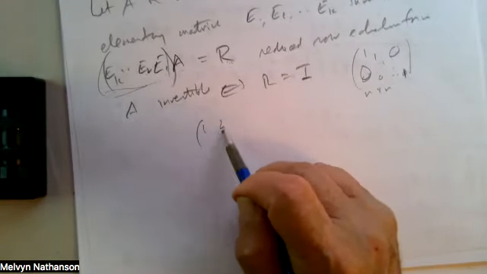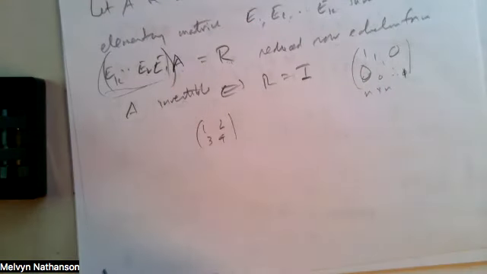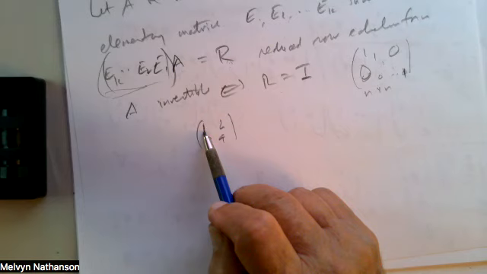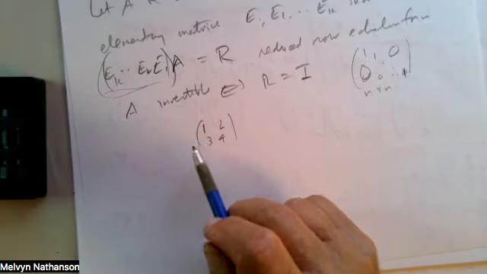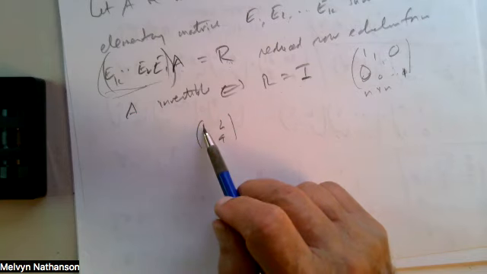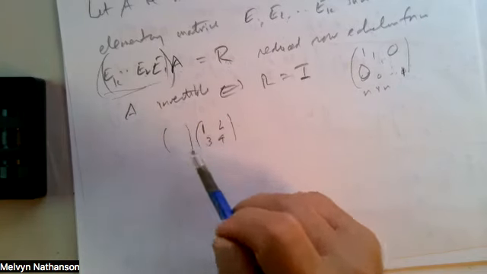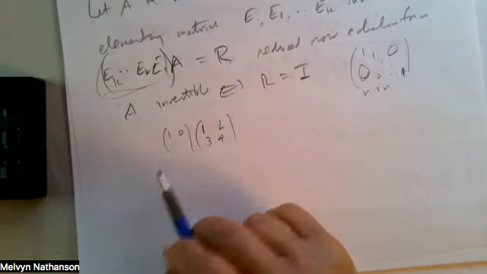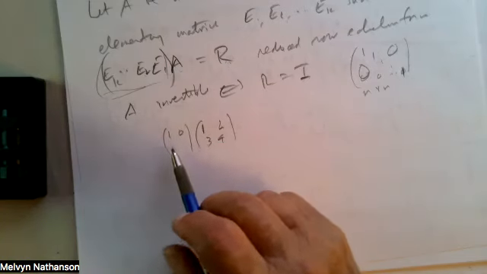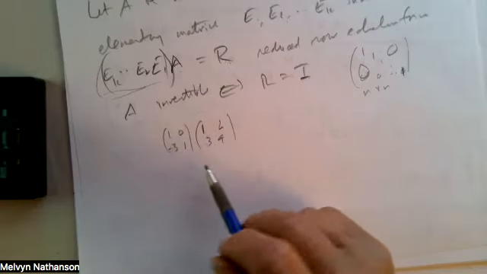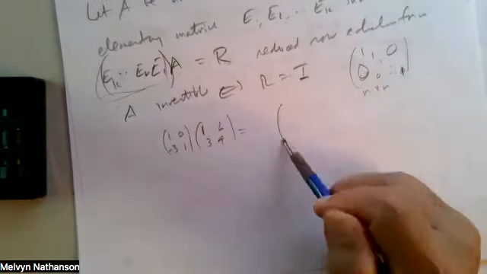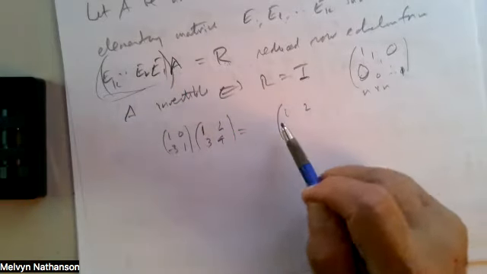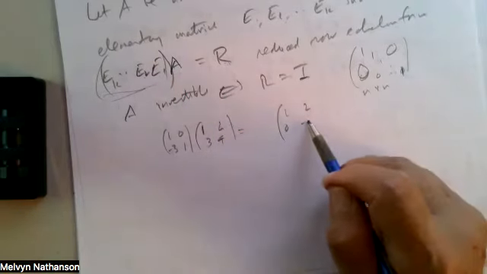Suppose I take the matrix 1, 2, 3, 4. I want to put this in reduced row echelon form. I already have a 1 in the first coordinate of the first row. I want a 0 down here. I can get a 0 here by subtracting 3 times the first row from the second. That means I take this matrix. I'm not doing anything to the first row, but I'm subtracting 3 times the first row from the second. This is minus 3, 1. So if I perform this matrix multiplication, I get 1, 2, 0, minus 2.